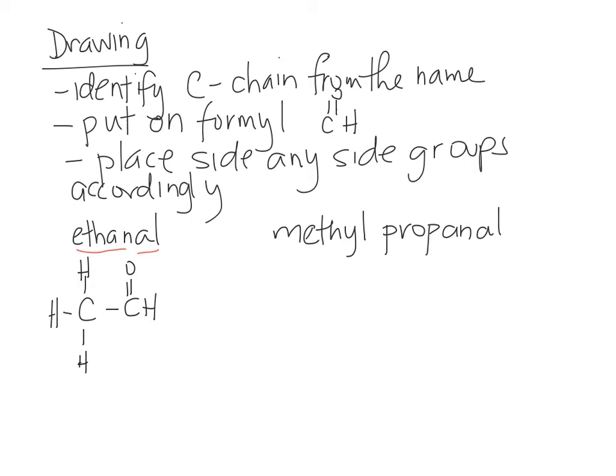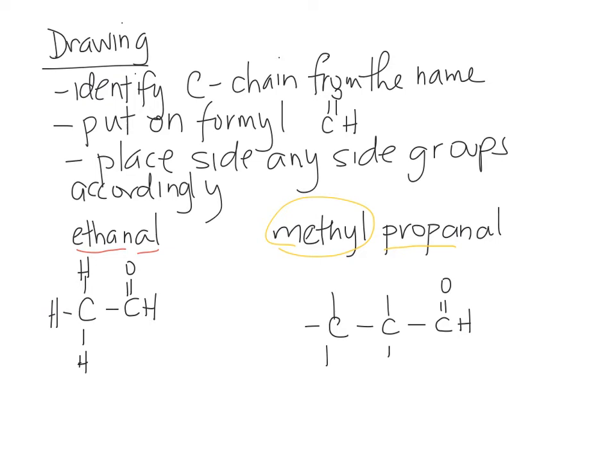Methylpropanal. So this is telling us that our longest continuous carbon chain is 3 and that we have a methyl group, but it hasn't told us which carbon it is on. And the reason being is because it's redundant. There's only one carbon that the methyl group can possibly be on, and that is carbon number 2.